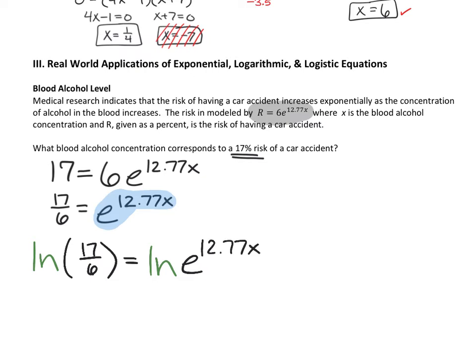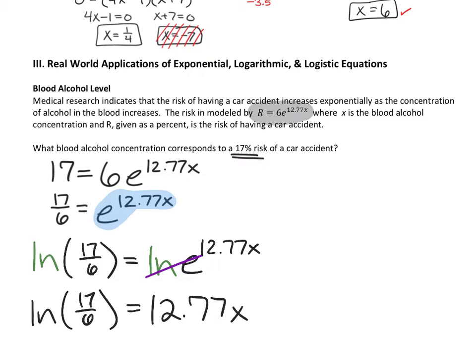Who notices something nice about this problem? Natural log and the e are going to cancel out because if the base is matched, then that particular thing, since they're inverses, is going to cancel out like addition and subtraction, which means I have the natural log of 17/6 equal to 12.77x. Well, remember, we're still solving for x. We still want that BAC limit. So what am I going to divide both sides by? 12.77. So we know that the blood alcohol content for the 17% risk of having a car accident is going to be represented by this.